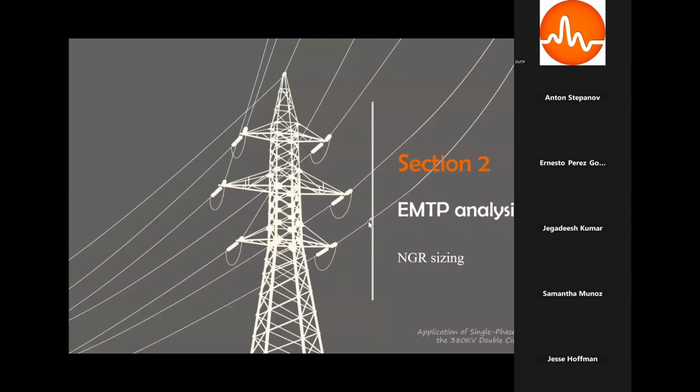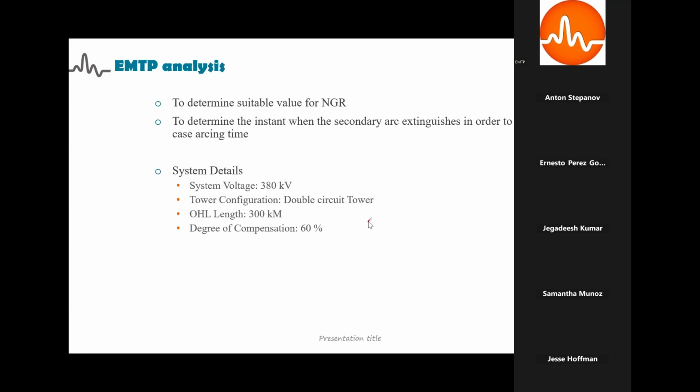So this is the basic theory of why we need single pole tripping and what the challenges in single pole tripping are. Now we move on to the analysis part. In this analysis, our objective is very clear now: we need an NGR, so we need to find a suitable value for the NGR. That's the first objective. The second objective is how long the secondary arc is going to take in our system, so that we can go for a successful reclosure. So estimation of dead time and sizing of NGR are the two objectives of the EMT analysis.